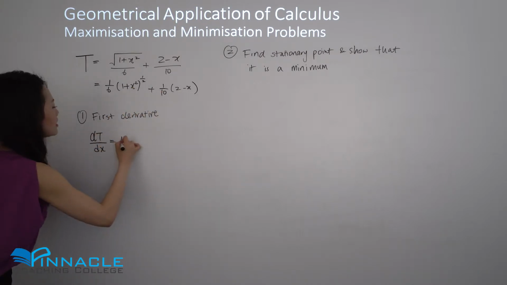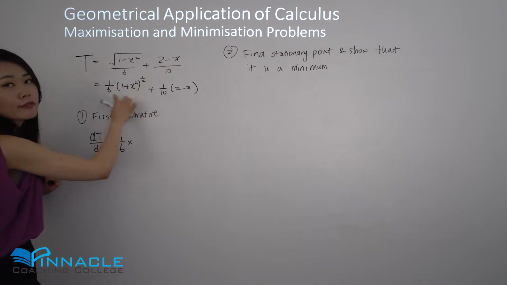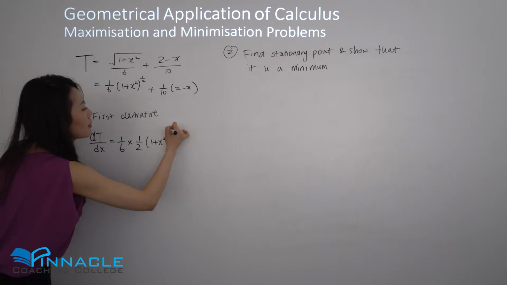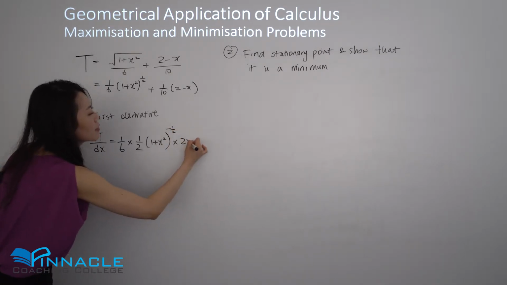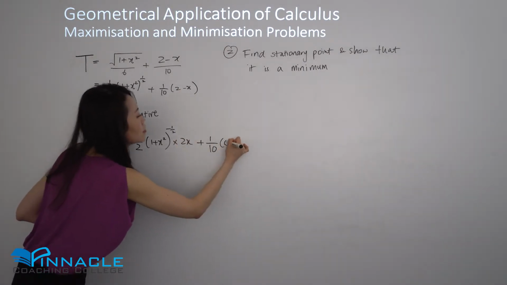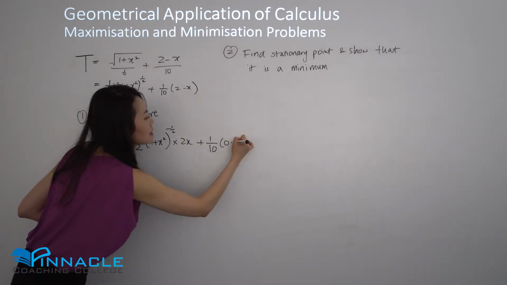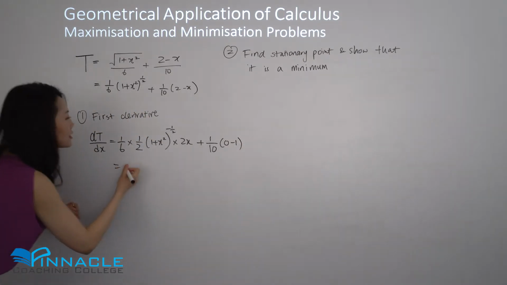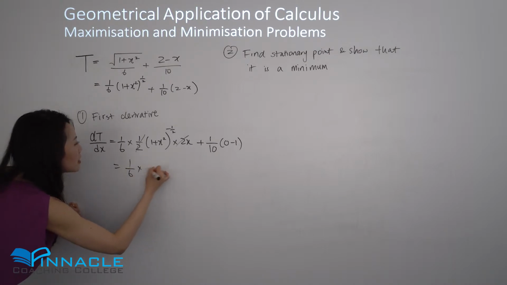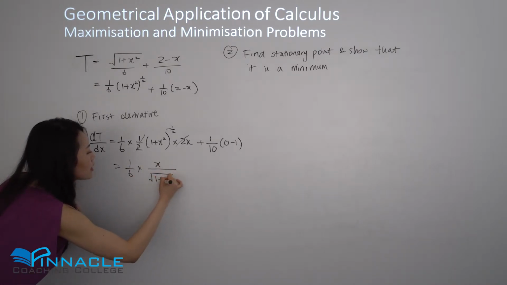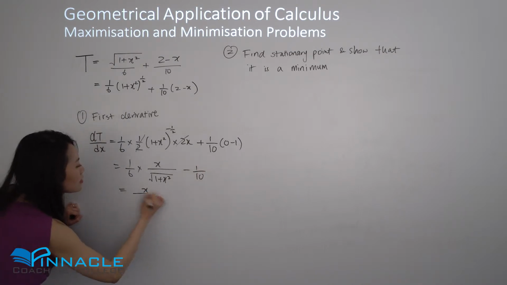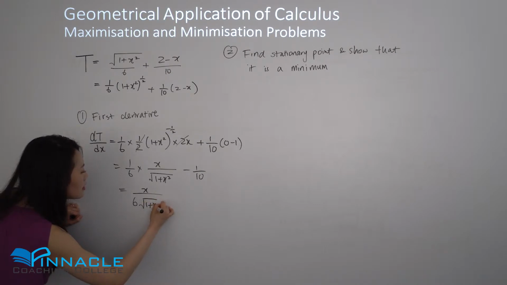1/6 is just a constant, leave it alone. Chain rule on the differentiation: bring the power down, subtract the power by 1, multiply by the derivative of the inside, plus 1/10. The derivative of 2 is just 0. The derivative of minus x is minus 1. Cleaning that up, I'm going to cancel out the stuff. So we get 1/6 x on square root 1 plus x squared, minus 1/10. Or I'll clean it up even further, you get this.